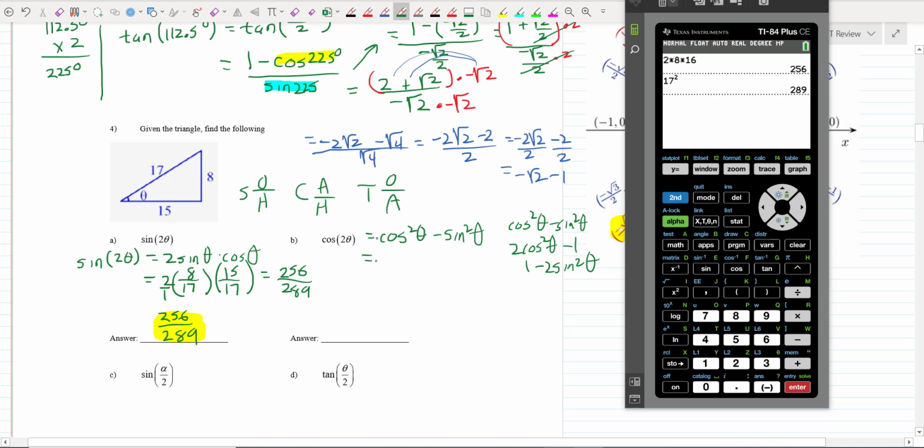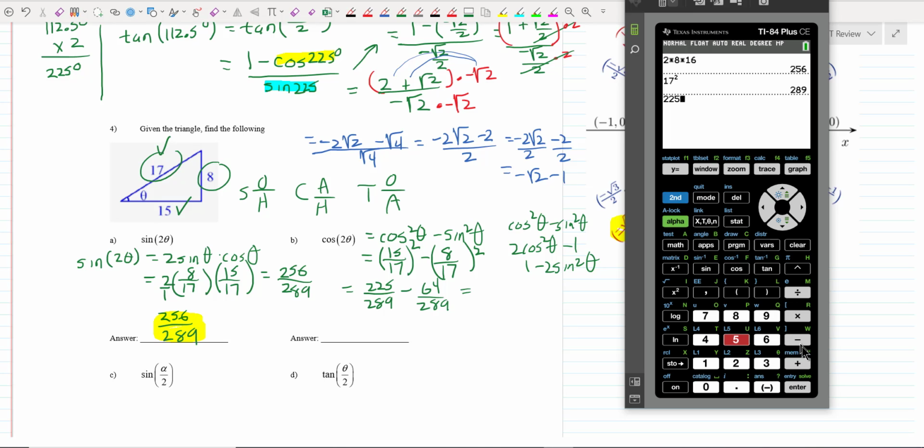And then again, it's just looking up on the triangle. The cosine is adjacent over hypotenuse, so that would be 15 over 17 squared. The sine would be opposite over hypotenuse, so that would be 8 over 17 squared, like that. Now just work out the arithmetic. 15 squared is 225. 17 squared is 289. 8 to the second is 64. And you've already got a common denominator, so to get the final answer, I'll just do 225 minus 64.